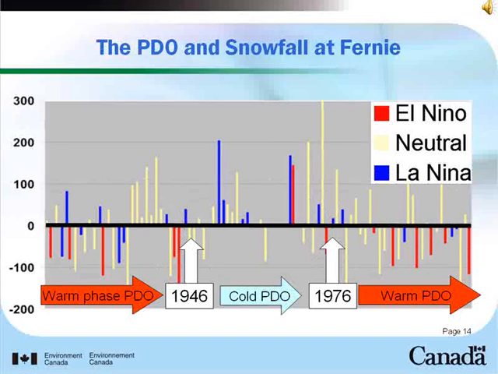Two relationships are apparent from this graph. 1. El Ninos are more frequent during the warm phase of the PDO. And 2. Snowfall at Fernie is consistently below normal when El Nino occurs during the warm phase of the PDO.